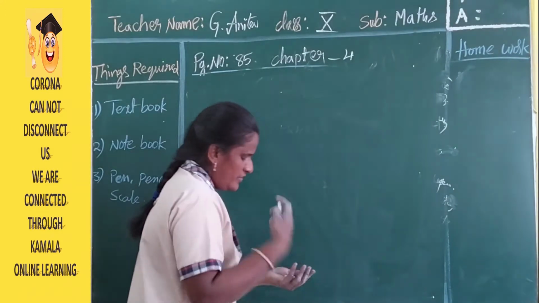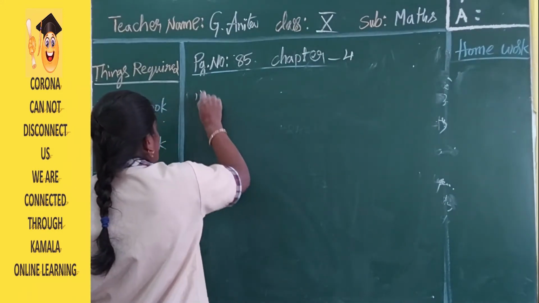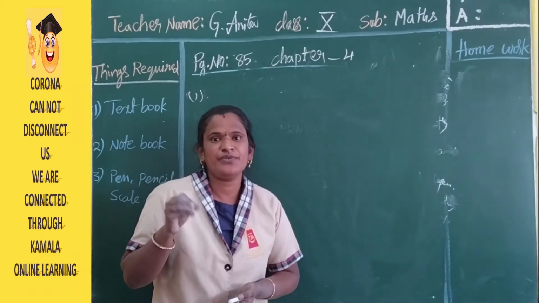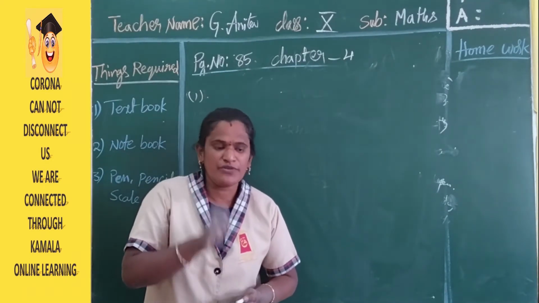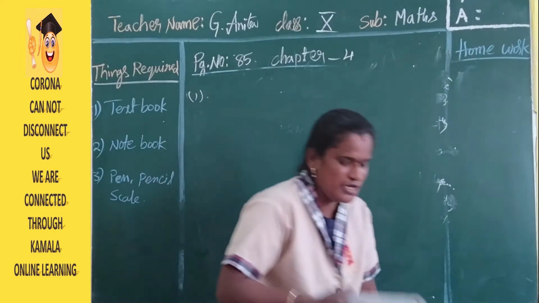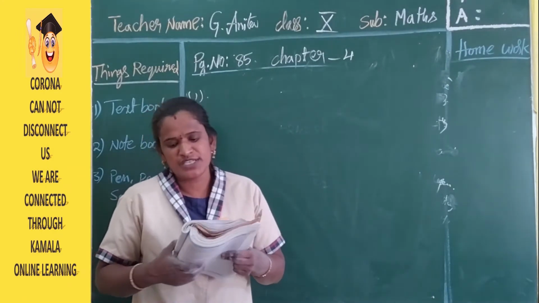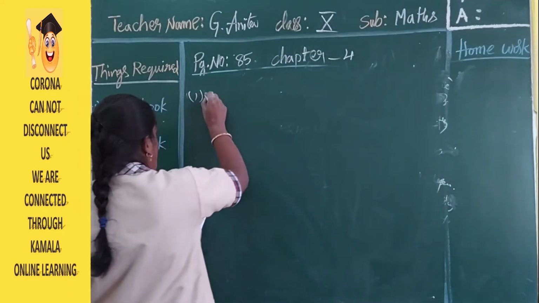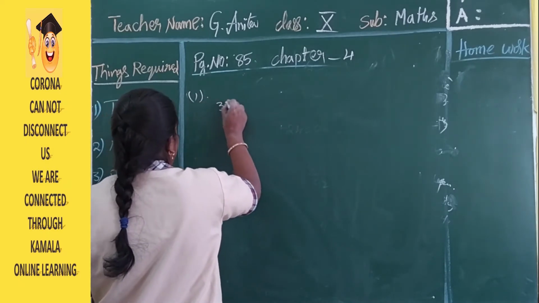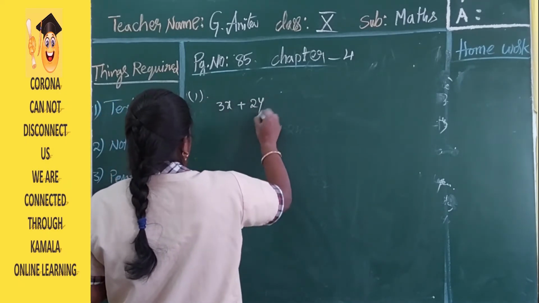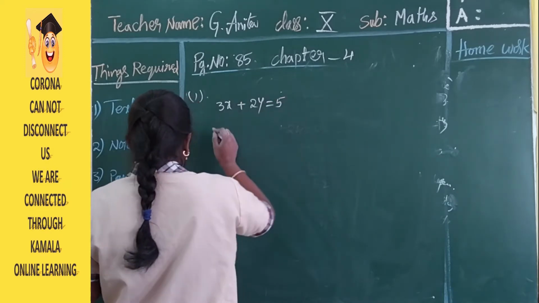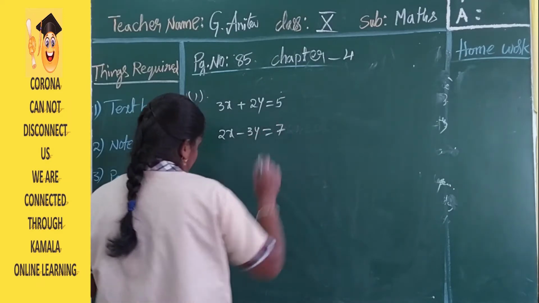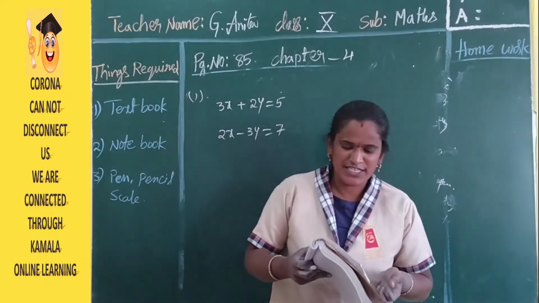So what is the graphical method? We are using graph paper in this, and we want the solutions of the given equations. So look at your textbook. Check whether the following equations are consistent or inconsistent. Solve them graphically. So the first equation you can observe: 3x plus 2y is equal to 5. Next, 2x minus 3y should be equal to 7. So I will explain in the easiest method.